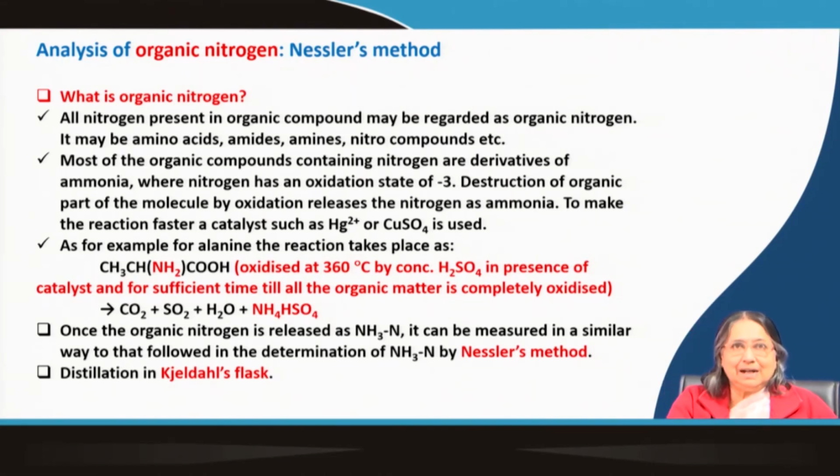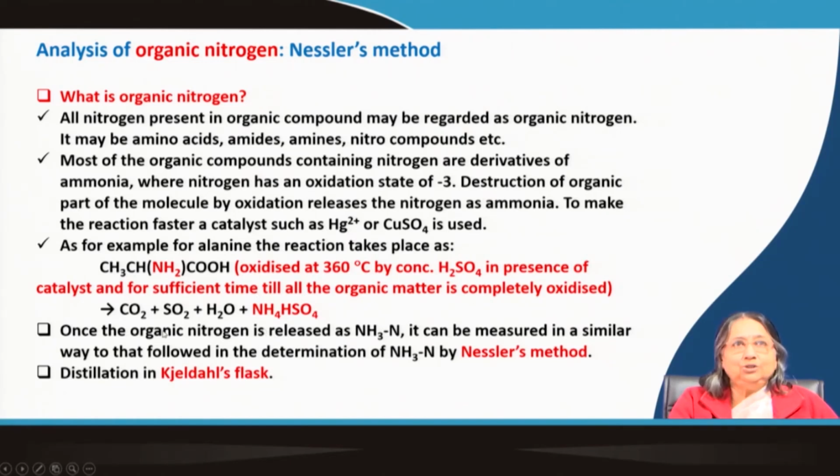It makes a reaction faster. Okay. And then it is explained using some typical example. This is the amino acid alanine, an alpha amino acid, which is oxidized by sulfuric acid in presence of catalyst for sufficient time till all the organic matter is completely oxidized.